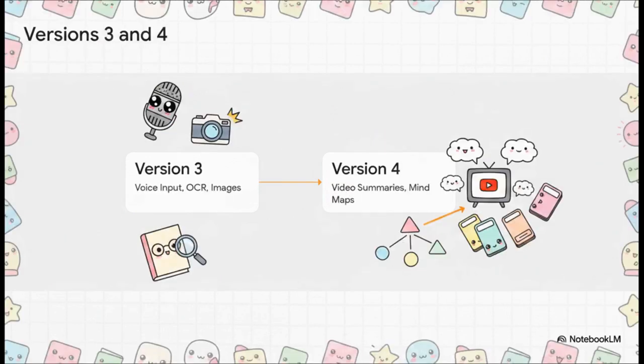But we're not stopping there. By versions 3 and 4, you are transforming this app into a full-blown multimedia powerhouse. Version 3 introduces voice input, text-to-speech, and optical character recognition, or OCR. That means a student can literally snap a photo of a textbook page and the app instantly understands it. Version 4 scales this up to video. You integrate tools that can parse a YouTube link, summarize the video, generate visual mind maps, and create flashcards. Your weekend project is suddenly rivaling top-tier commercial educational software.